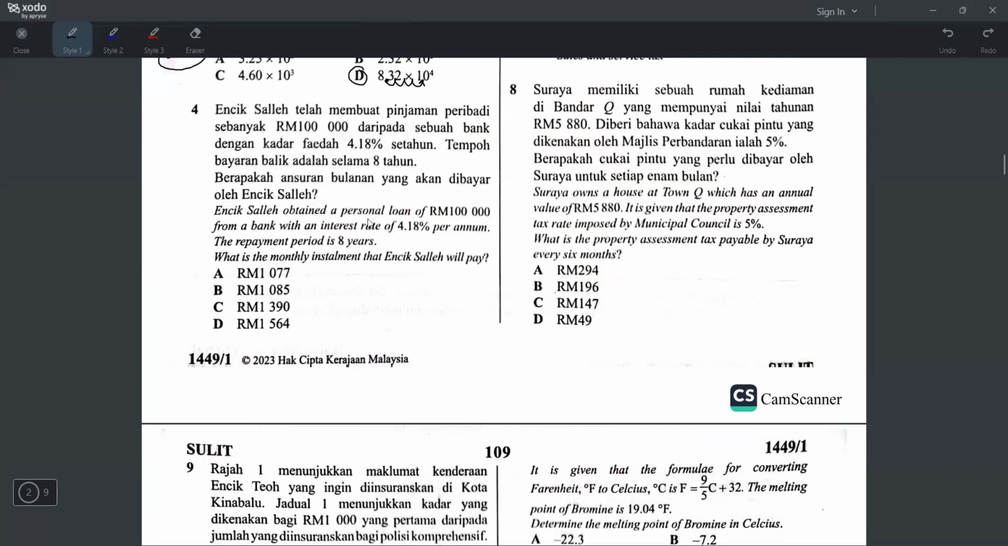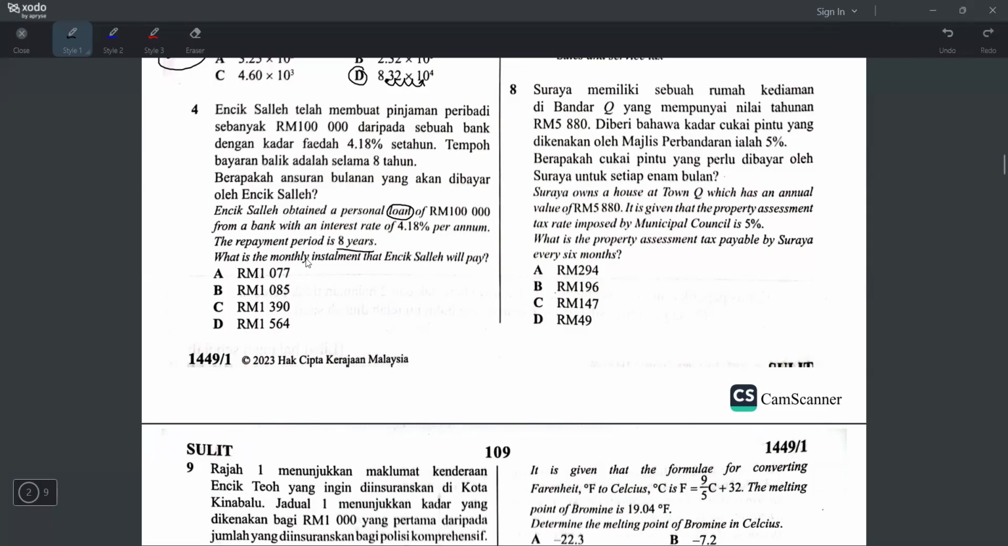Encik Saleh obtained a personal loan. Loan means pinjaman, it means you borrow from the bank. So he borrowed 100K from a bank with an interest rate of 4.18% per annum. The repayment period is 8 years. So he went to the bank and said he wants to borrow 100,000, and the bank charges interest of 4.18% per annum, which means per year. And he will pay it back to the bank over 8 years.